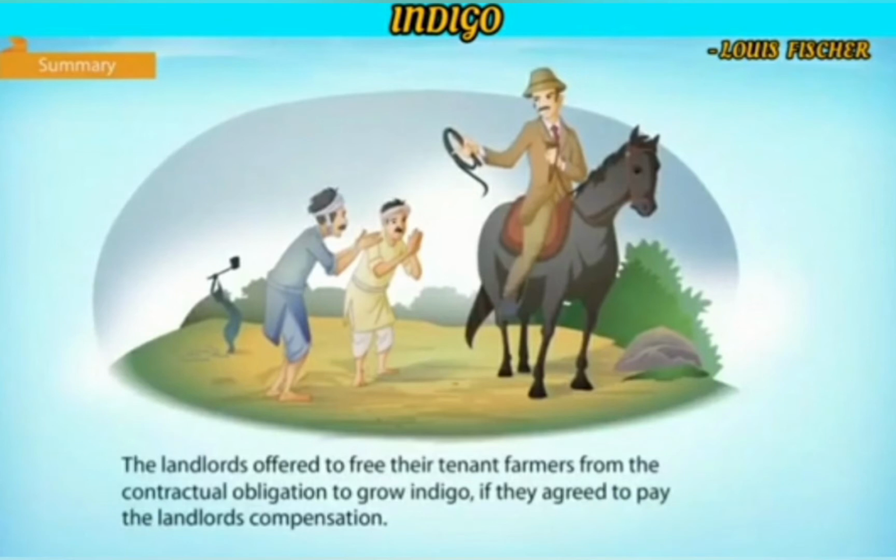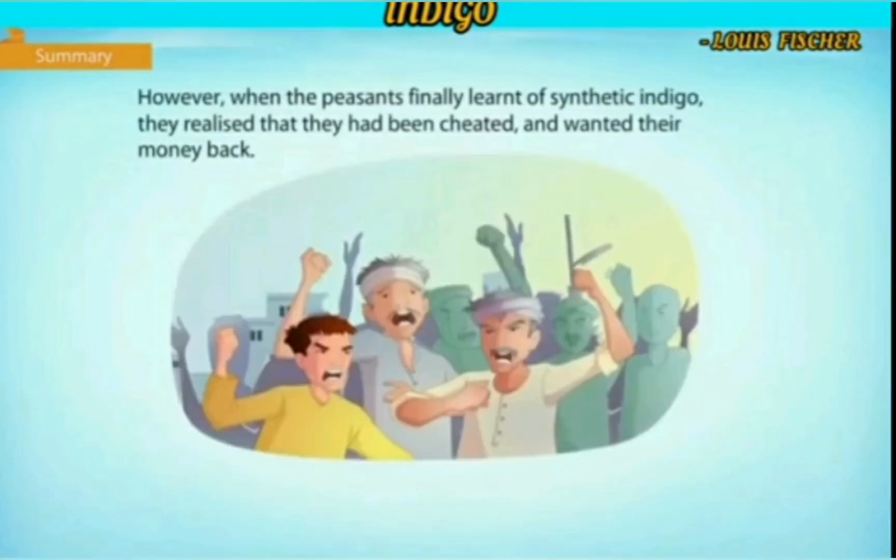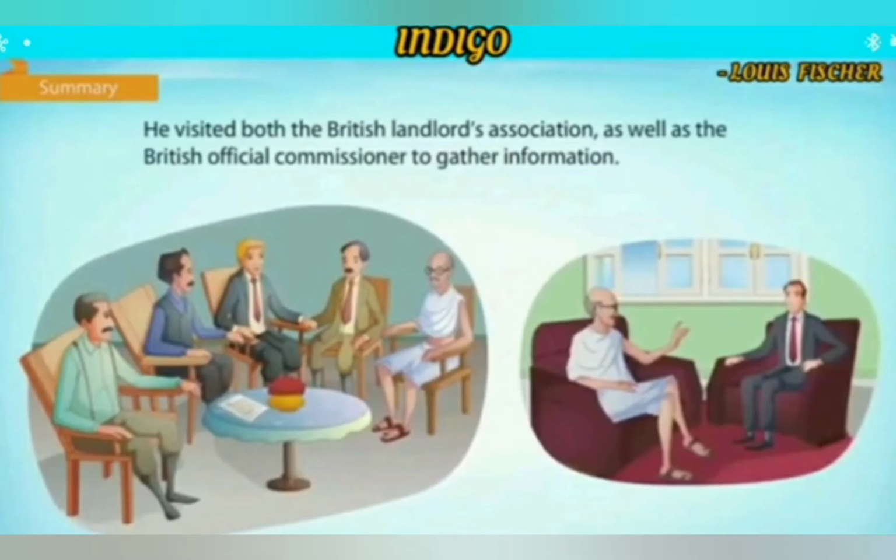The landlords offered to free their tenant farmers from the contractual obligation to grow indigo if they agreed to pay the landlord compensation. Many peasants who did not want to grow indigo quickly signed the agreements. However, when the peasants finally learned of synthetic indigo, they realized that they had been cheated and wanted their money back. He visited both the British Landlords Association as well as the British Official Commissioner to gather information.